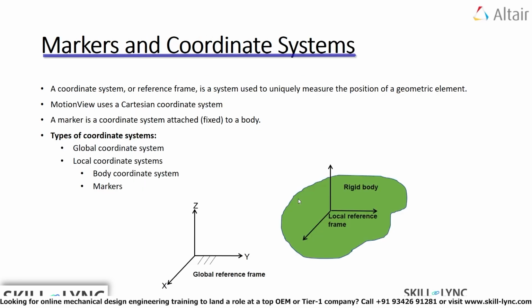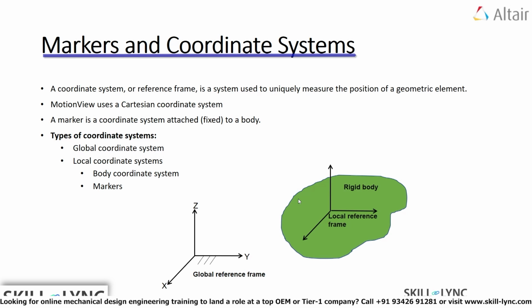Now let's move on to one of the most important topics in MVD, which is markers and coordinate systems. In the FEA world, we refer to the coordinate systems as systems, and in MVD, we refer to the coordinate systems as markers. So markers are nothing but a coordinate system, which is used to uniquely measure the position of a geometric element. MotionView uses a Cartesian coordinate system. A marker is nothing but a coordinate system that is attached or fixed to a body.